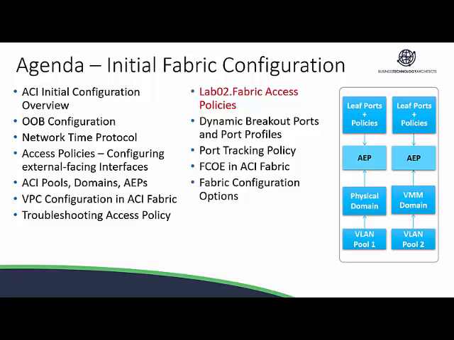The initial fabric configuration covers multiple steps: the initial configuration, the out-of-band configuration, NTP, access policies, which are external facing interfaces, ACI pools, domains, AEPs, VPC configuration in the ACI fabric, also troubleshooting access policies. We'll also discuss dynamic breakout ports and port profiles and port tracking policies.